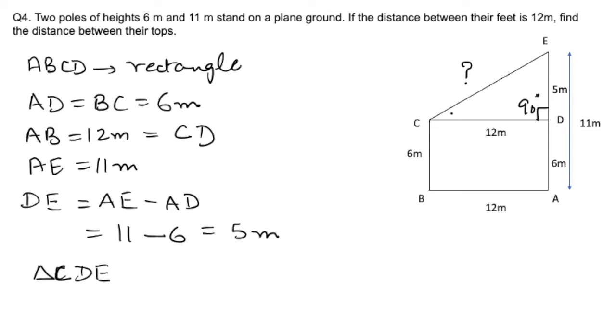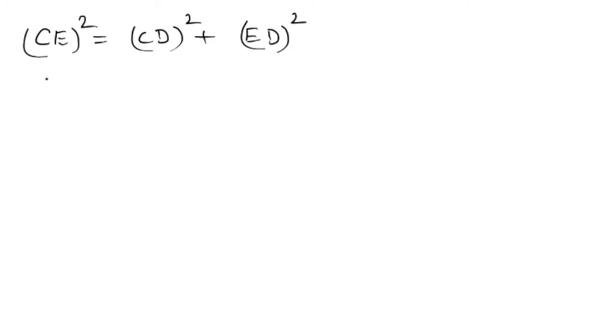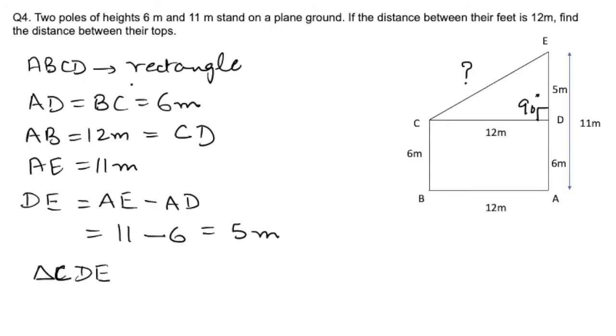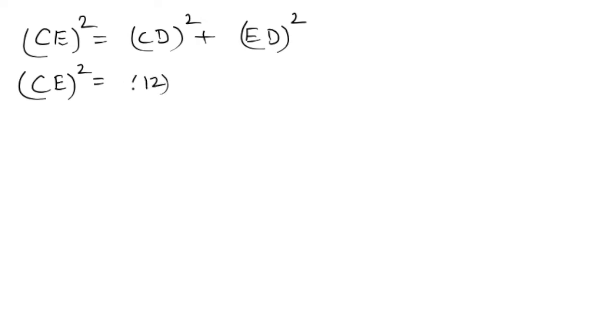So let us apply Pythagoras theorem in this case also. So we can clearly write CE whole square, which will be equal to the sum of the opposite side, that is CD square plus ED square. So let us now substitute the values. CE square can be written as CD square. So if you see the diagram again, CD square is equal to 12 square and ED square is equal to 5 square.